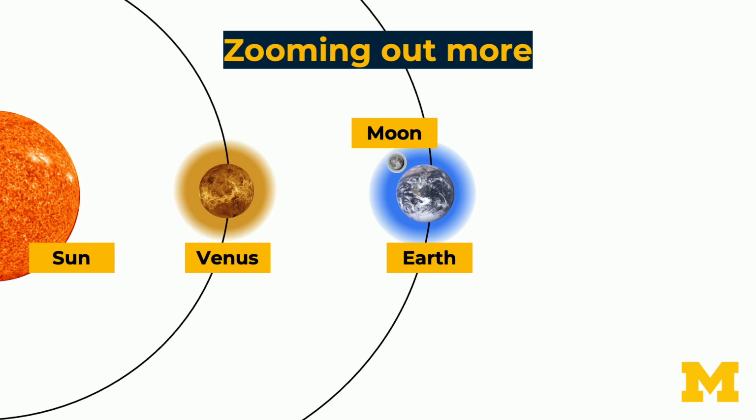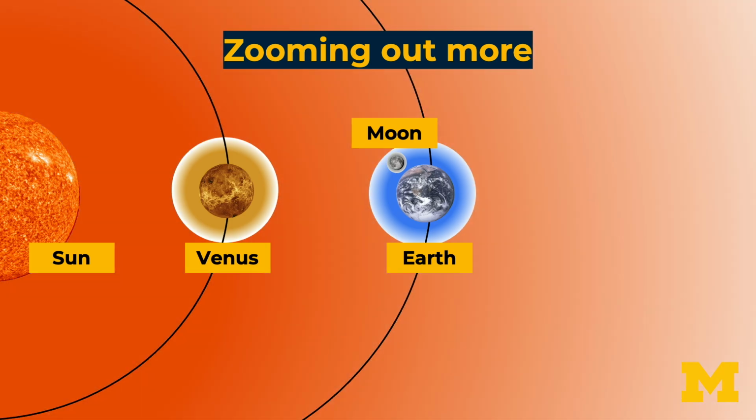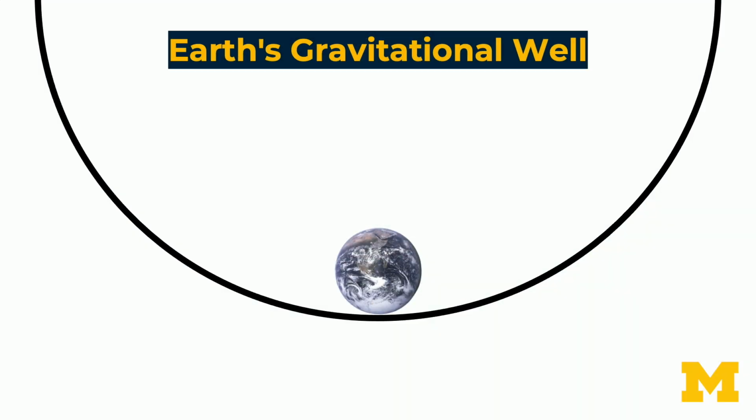And if you zoom out even more, then there are gravity wells all over the place. So Earth has a gravity well, the moon has a gravity well, Venus has a gravity well, and the sun has a gravity well. And Venus, Earth, and the moon are all inside of the sun's gravity well. So it's gravity wells inside of gravity wells inside of gravity wells. So let's zoom back into Earth's gravity well. So let's say that you wanted to get out of Earth's gravity well. Well, how would you do that?